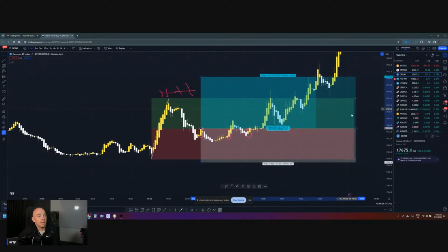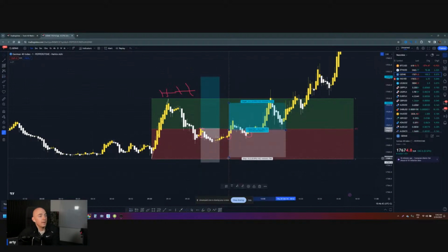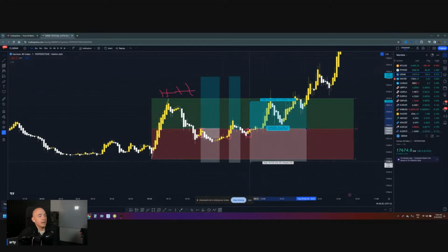But I want you to keep in mind, so that's one entry. That's the second entry. And that's the third entry. I usually only like to take 2 entries per dip into the lower half of the PD array.